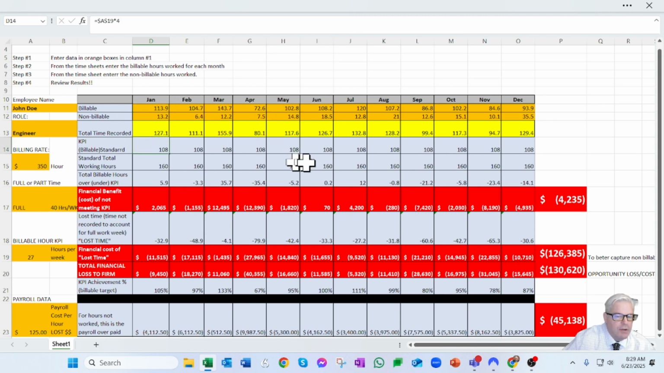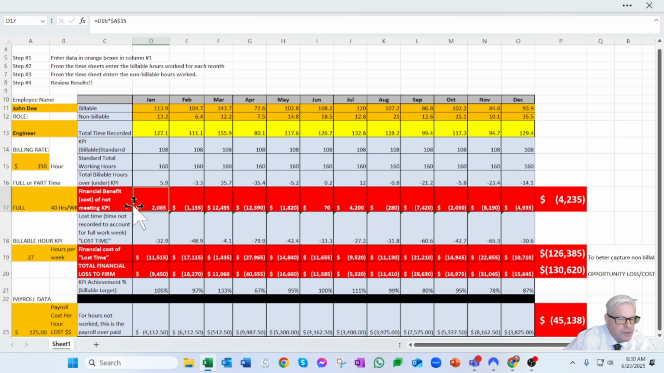We have a KPI standard of 108 hours. The differential, those few hours of 5.9 hours, that is the amount of billable hours over the KPI, or in other words, over the 108, 113.9 minus 108, that's the 5.9 hours right here. When we take a look at the 5.9 hours and multiply it by the billing rate of $350, this person generated a positive value of $2,065. So in January, this person exceeded their KPI goal and achieved a greater financial benefit for the business.